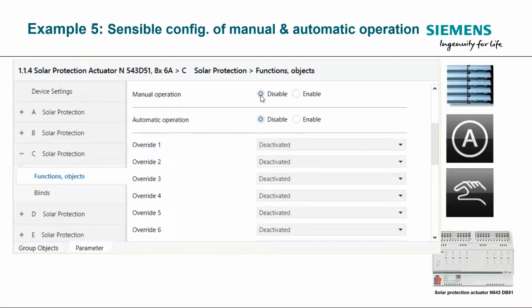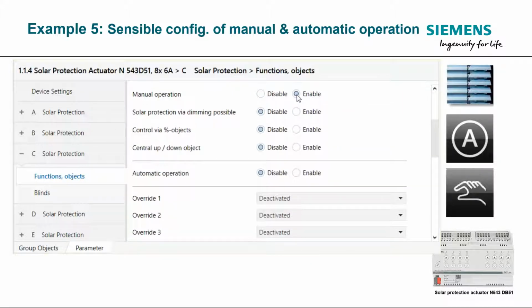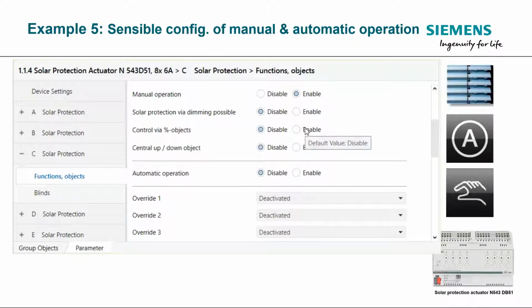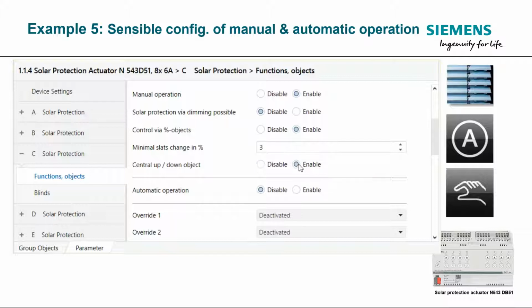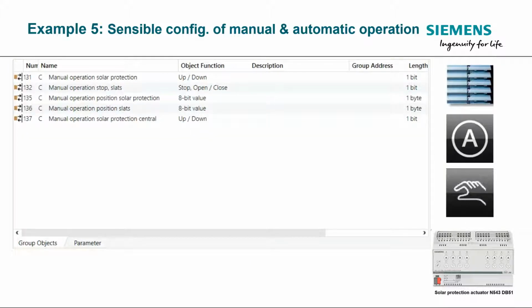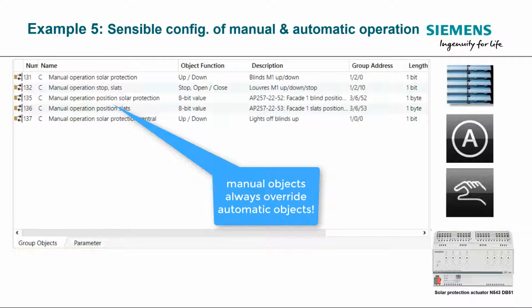The N543 has separate parameters for manual and automatic operation. For manual control, manual operation is first enabled via functions and objects. This enables the two 1-bit objects for up-down and step-stop in the minimum case. In addition, the percentage objects for direct positioning can be activated as well as the object for manual central control. All manual objects have priority over the automatic objects. If they are activated, the operating mode changes to manual mode.